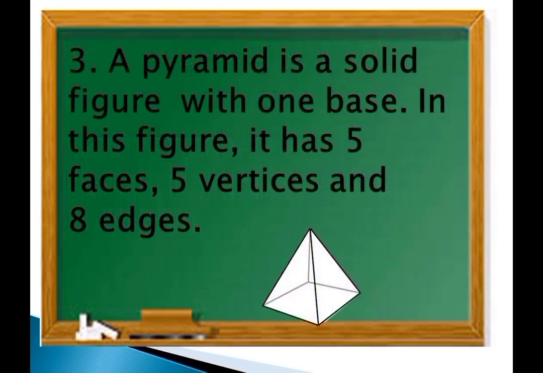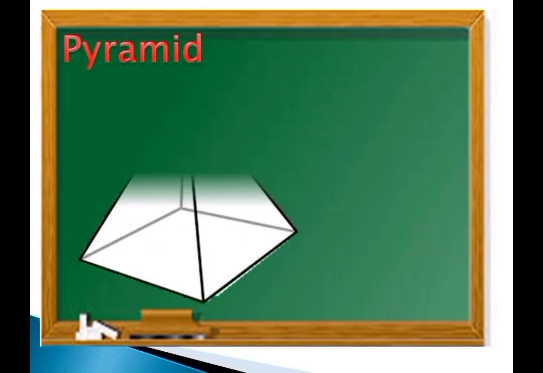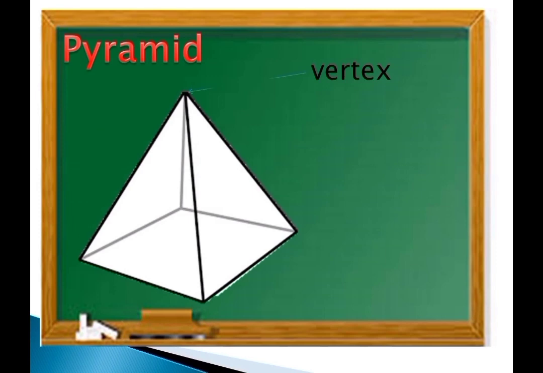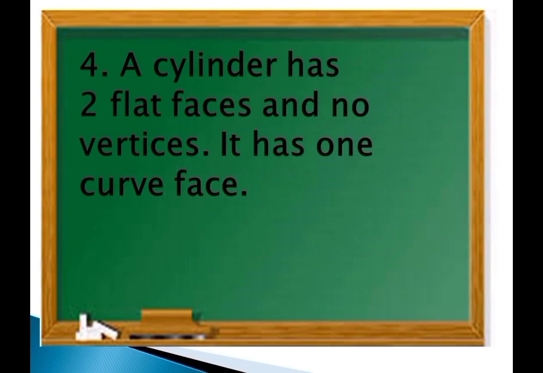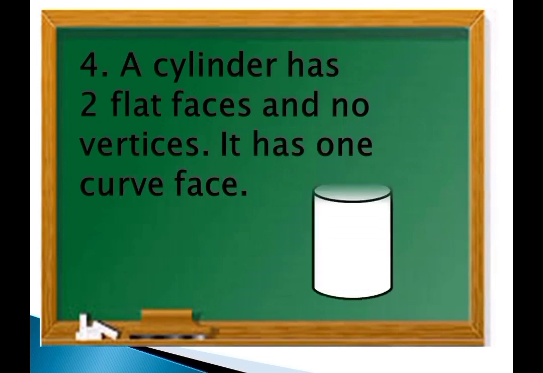A pyramid is a solid figure with 1 base. In this figure, it has 5 faces, 5 vertices, and 8 edges. In this particular pyramid, this is the vertex, the height, one of the 5 faces, and this is the base which also belongs to the 5 faces. A cylinder has 2 flat faces and no vertices. It has 1 curved face.